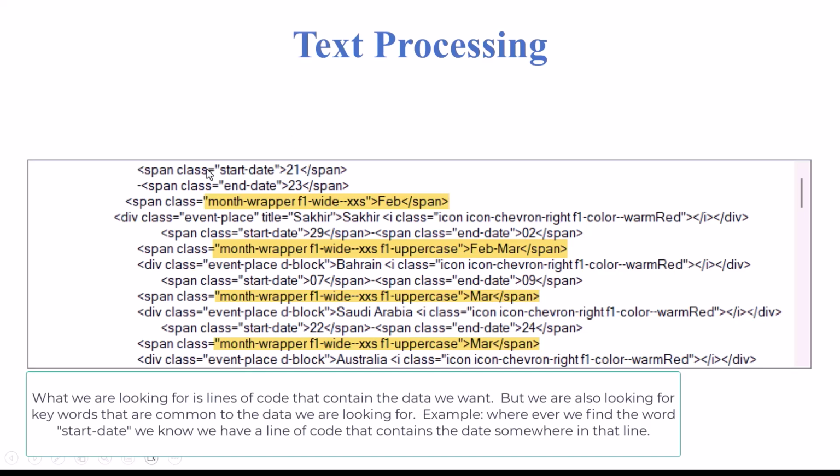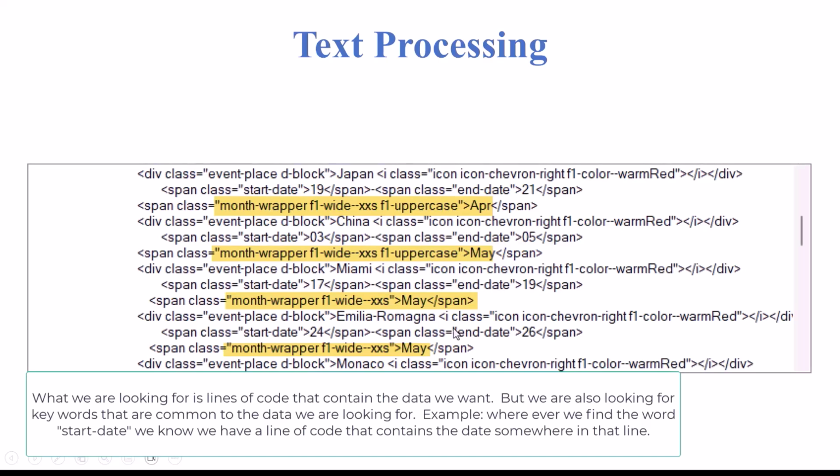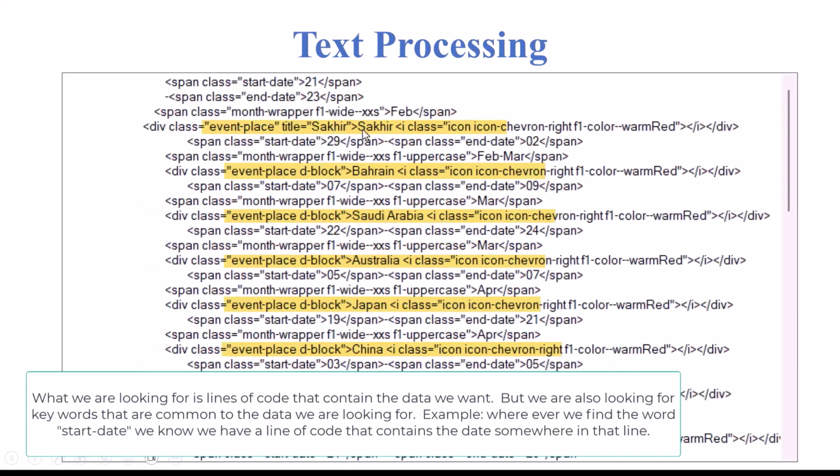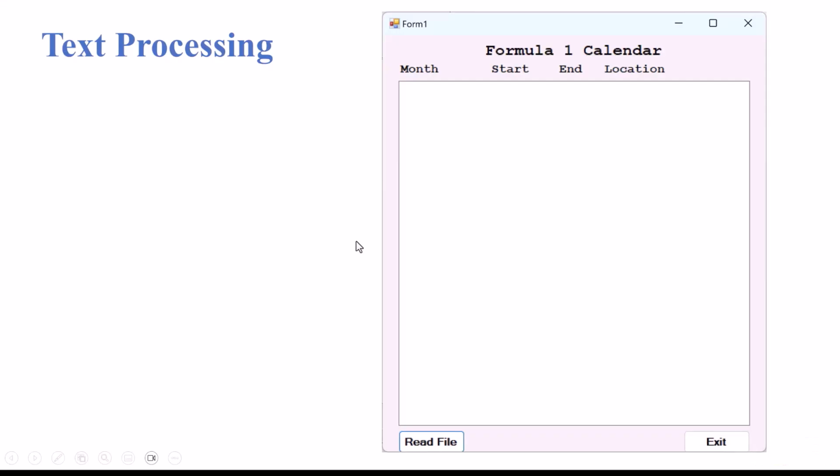What else we got? Well, here's the bank start date, end date. Here's a start date, an end date, uppercase April, May, June. And here we go, Secure, event place D block, Bahrain, event place D block, Saudi Arabia. So what we're finding is commonalities, patterns in the text that are going to help us pull what we're actually looking for. So what I'm thinking right now is I've got a couple keywords here I can use. Anything else on here?